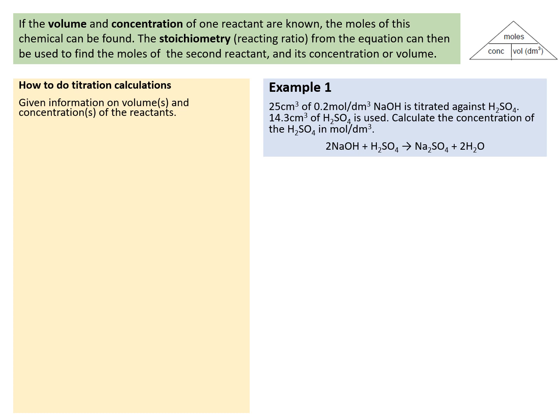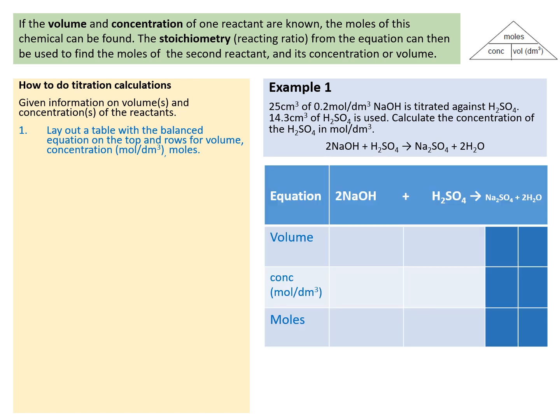And there, as we should usually be given, is the balanced equation, which will be important for determining the ratio of the moles. So the very first thing that we want to do for this type of question is to lay out a table with the balanced equation on the top and then rows for the volume, concentration and moles of the relevant chemicals. So this is the table as I would construct it.